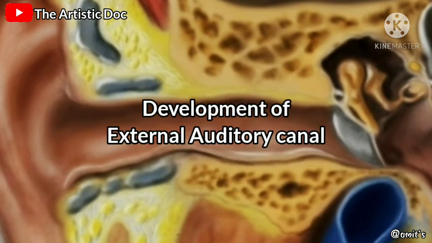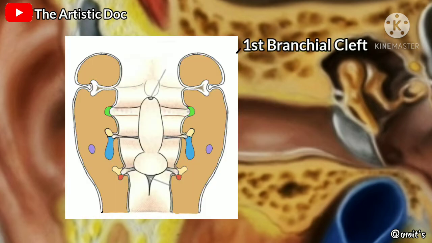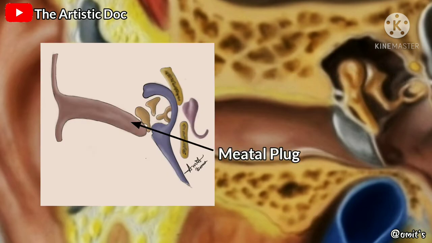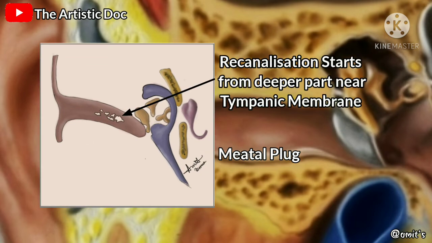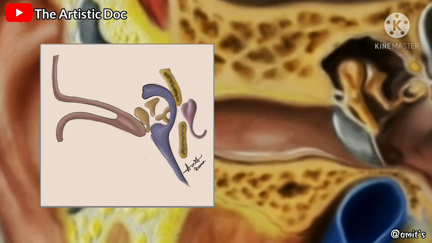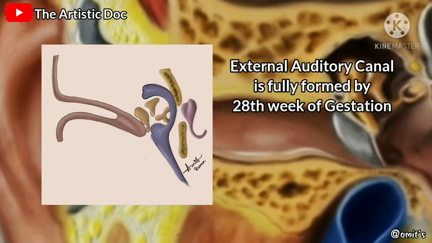Now come to the developmental process. The external auditory meatus develops from the first branchial cleft. At the 16th embryonic week, cells proliferate from the bottom of the ectodermal cleft to form the medial plug. Recanalization of the plug begins from the deeper part near the tympanic membrane and progresses outwards. The epithelial lining of the bony meatus is formed through the recanalization process of the plug. It is fully formed by the 28th week of gestation.